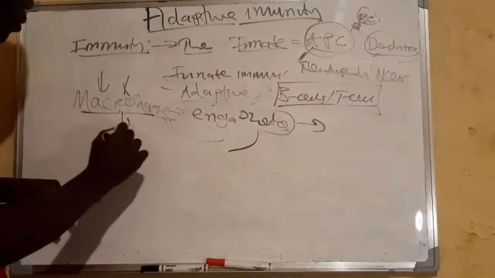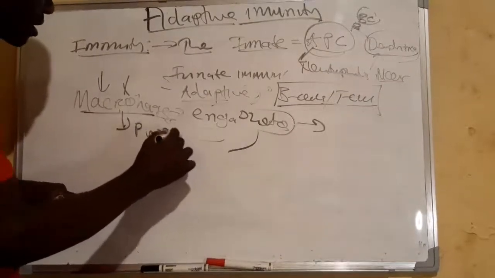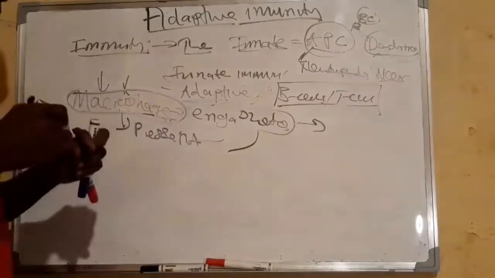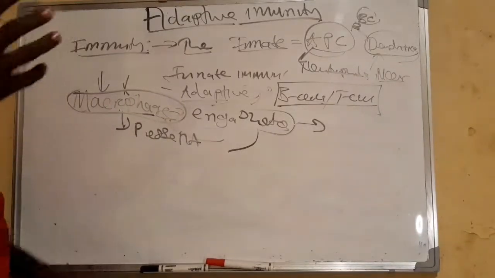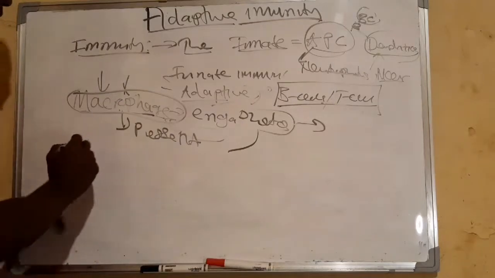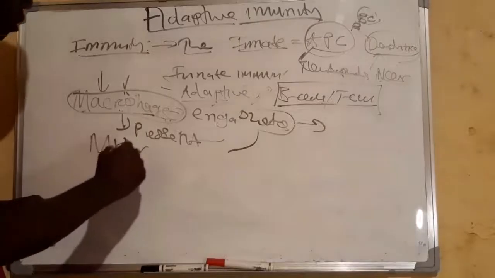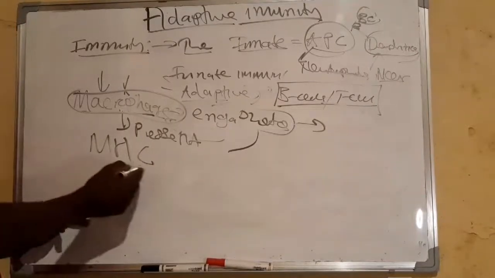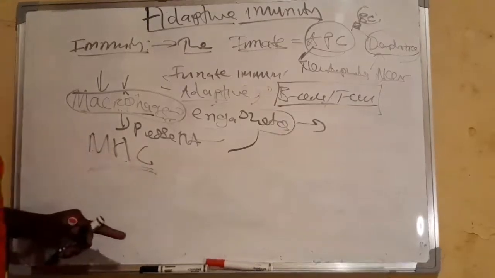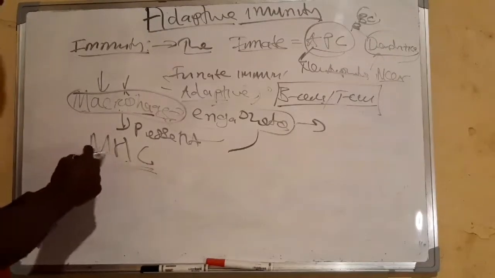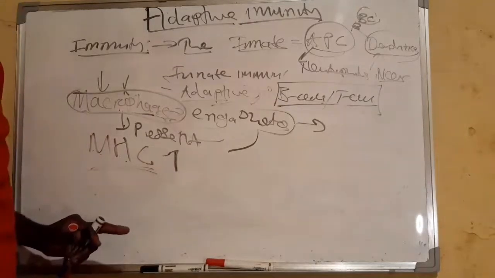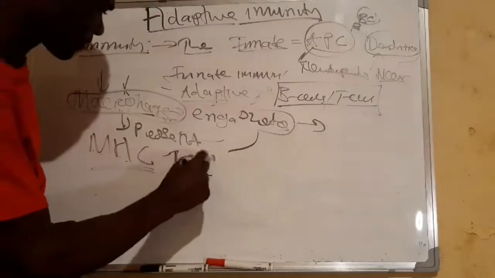Then this macrophage will present this where? These macrophages have proteins on their surface that are being expressed. This is the major histocompatibility. Under major histocompatibility, there are two classes: major histocompatibility class 1 and major histocompatibility class 2.